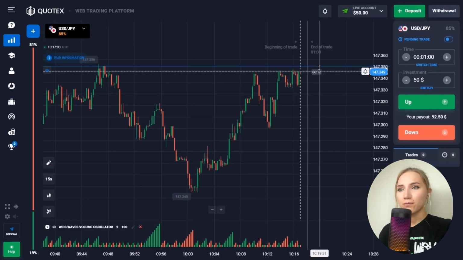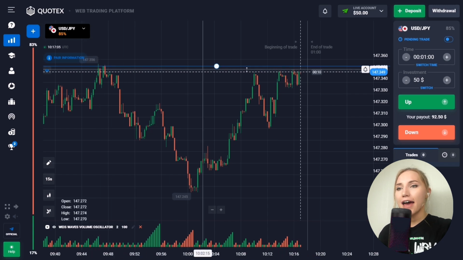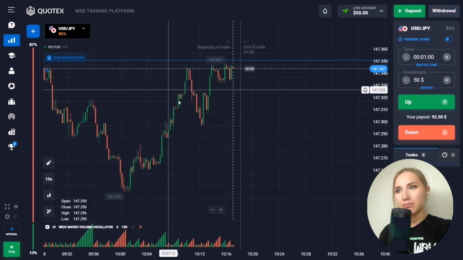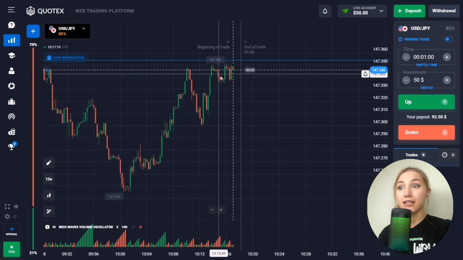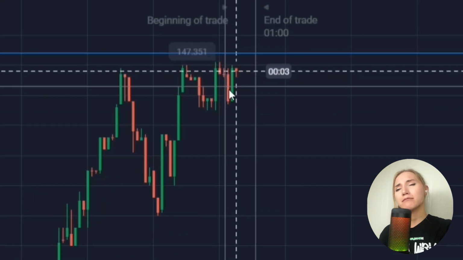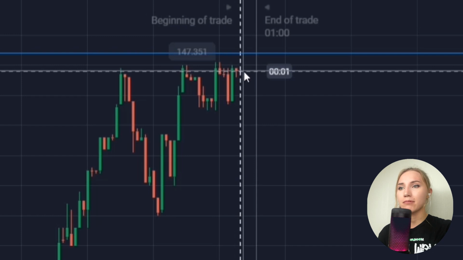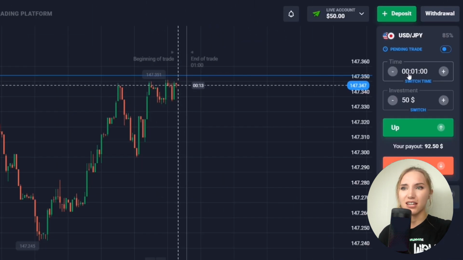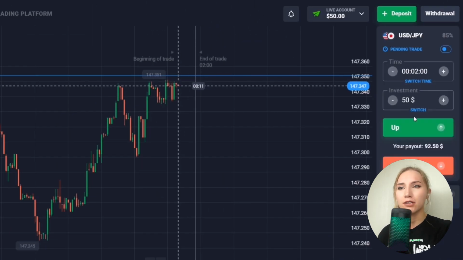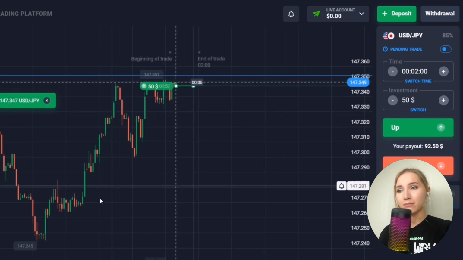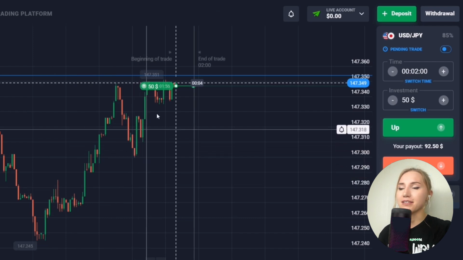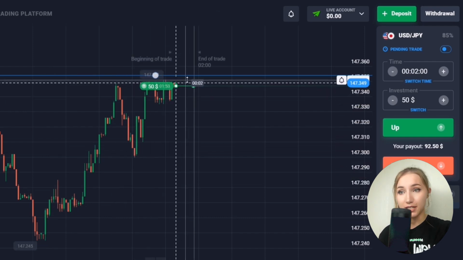So here we can see the resistance level at the top, and we can also notice that price approached this level and is squeezing it. So I'm sure that very soon this level will be broken through, and I think it's high time to open a trade up for 2 minutes. This time is with the reserve, and also price lows are becoming higher. This is the upside potential, 2 minutes with the reserve.